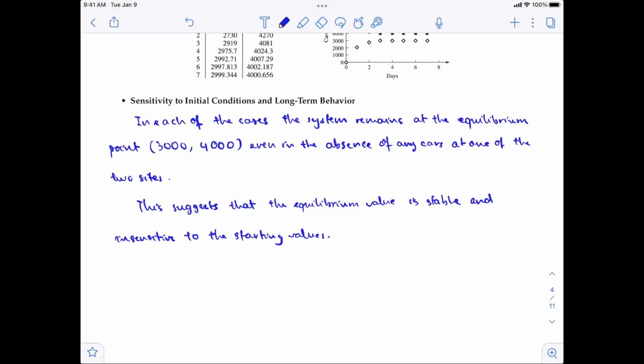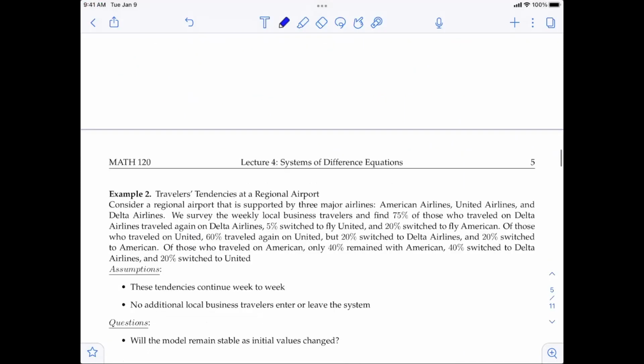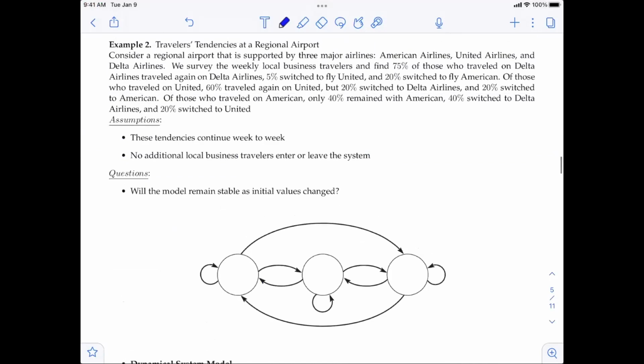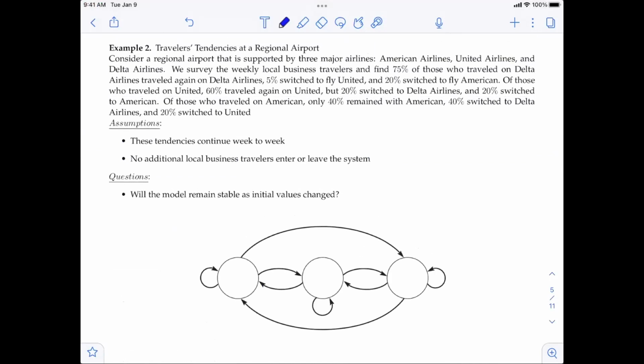Now let's move on to a similar problem, but instead of two different things that you have to deal with, now you have three different objects that you're going to work with in example 2. So in example 2, travelers' tendency at the regional airport.